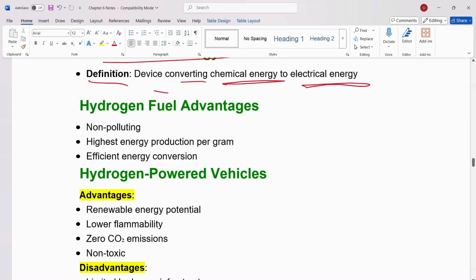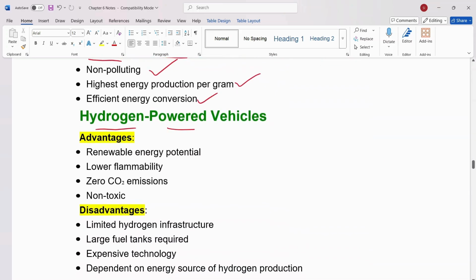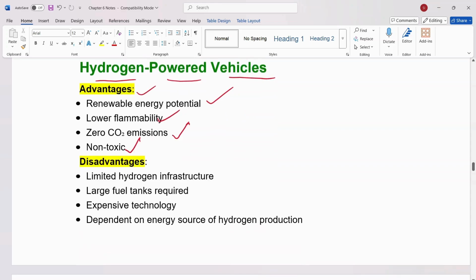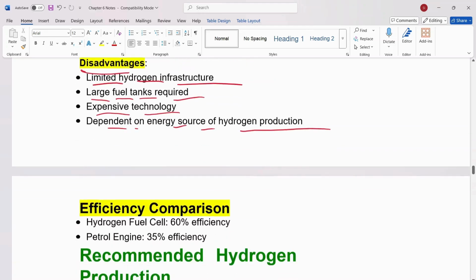Now, let's talk about hydrogen fuel advantages. It's non-polluting, it has the highest energy production per gram, and it has efficient energy conversion. Next, hydrogen powered vehicle advantages are renewable energy potential, lower flammability, zero carbon dioxide emission, and they are non-toxic. Next, disadvantages: limited hydrogen infrastructure. Currently, large fuel tanks are required, the technology is expensive, and it is dependent on the energy source of hydrogen production.